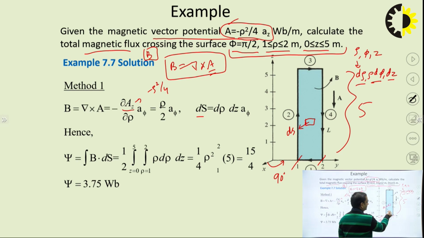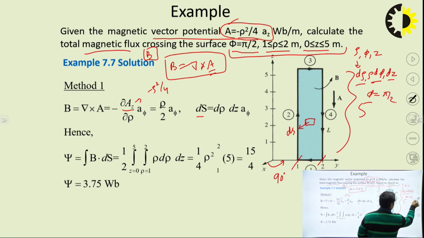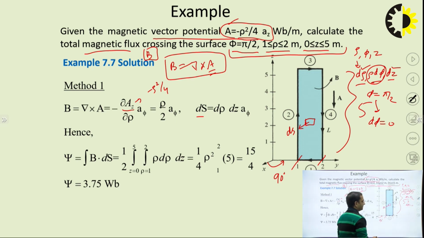As I said, for this surface phi is constant, phi is equal to pi by 2. When phi is equal to pi by 2, it shows that d phi will be 0. So the surface will be defined between this and this, so d rho and dz is the element for this. So this is ds, that is equal to d rho dz, because d phi is not there.